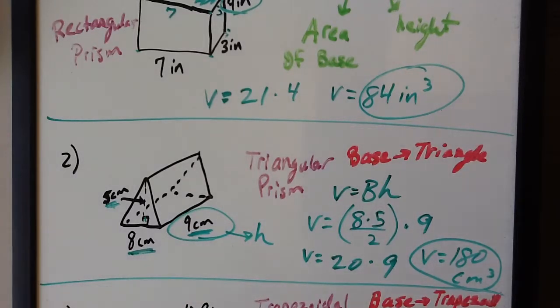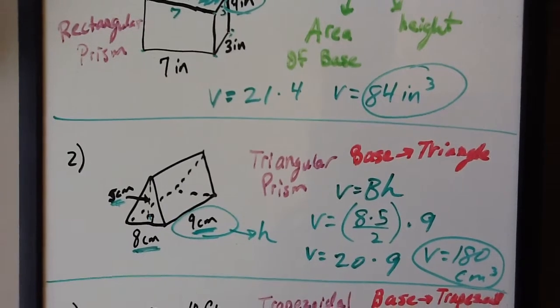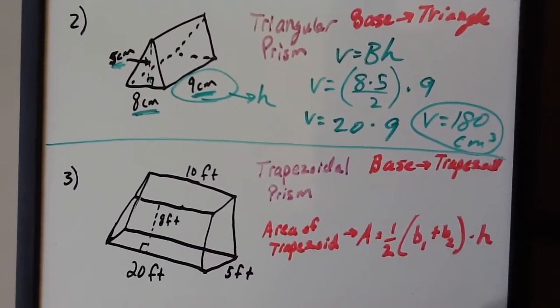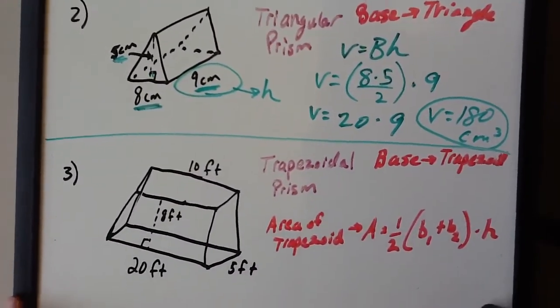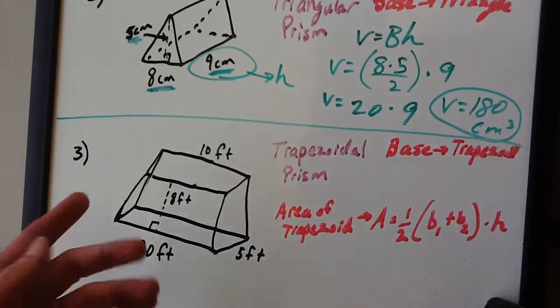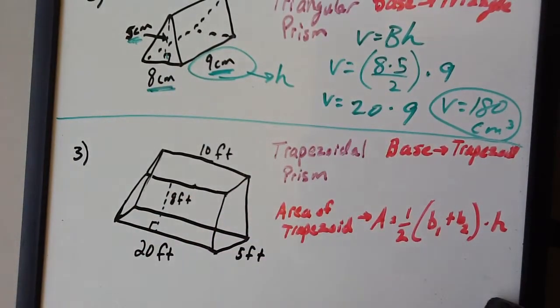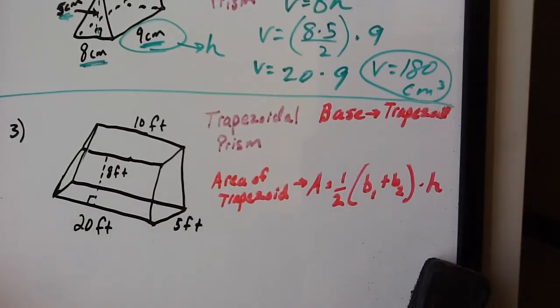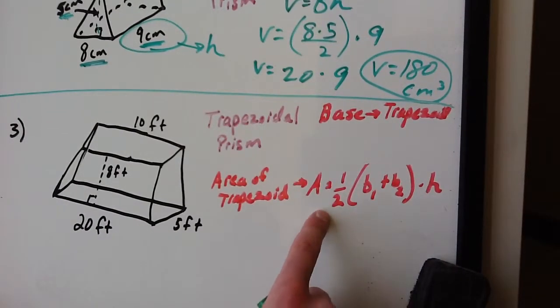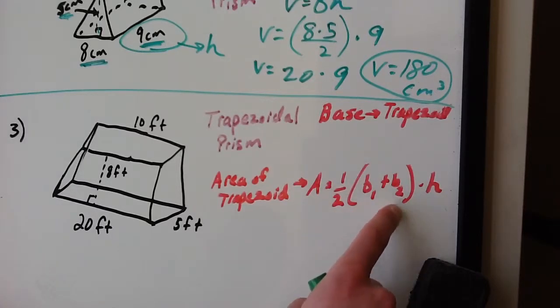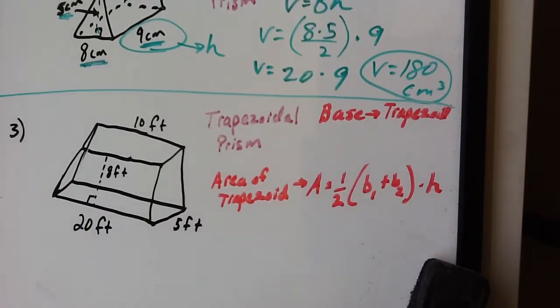So we found the volume of a rectangular prism, volume of a triangular prism. Finally, we have the volume of a trapezoidal prism. Okay, so here we have this trapezoid, and like a triangular prism, if you have a trapezoidal prism, the base is the trapezoid. Now, to find the area of a trapezoid, we use this formula right here. Area equals 1/2 times the first base plus the second base times the height.